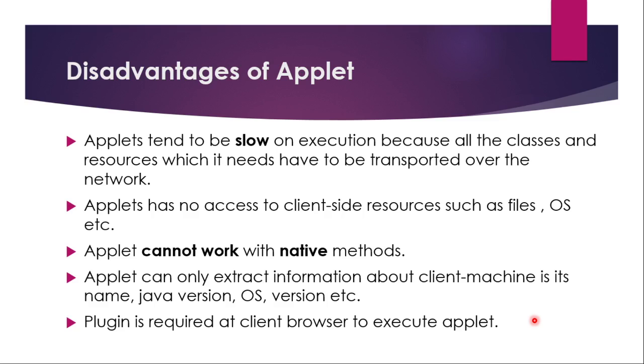An applet can only extract information about the client machine, that is the name and version of Java and the operating system, and its version. So it can't extract much more information than this. And to execute an applet, you need a plugin. The plugin should be available. You need to install it, or enable it in your browser, to execute this. So these are basically all the disadvantages. And this is not much because an applet has huge advantages over this. Every application will have pros and cons, so no issues in this.